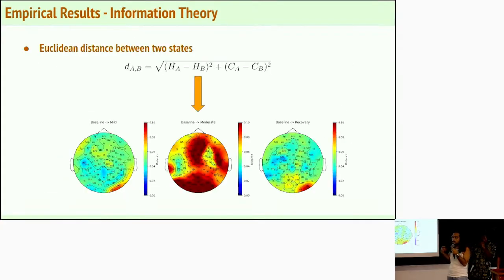Now we can look at all channels, and we can define a distance from one state to the other. For example, here we have the Euclidean distance between the baseline and moderate states. You can see this distance for almost all channels, so here we can see the intensity of the distance, and the distance is higher in these regions.